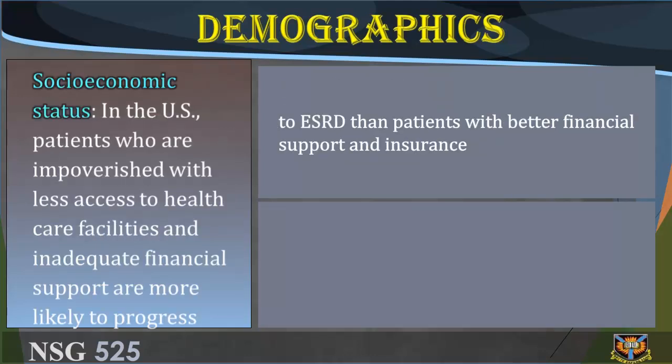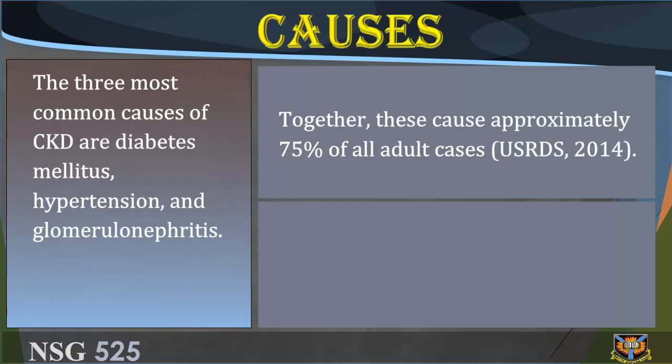Socio-economic status. In the US, patients who are impoverished with less access to healthcare facilities and inadequate financial support are more likely to progress to ESRD than patients with better financial support and insurance. Causes. The three most common causes of chronic kidney disease are diabetes mellitus, hypertension, and glomerulonephritis. Together, these cause approximately 75% of all adult cases.